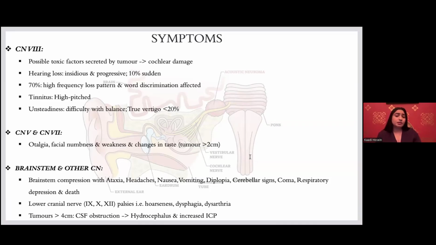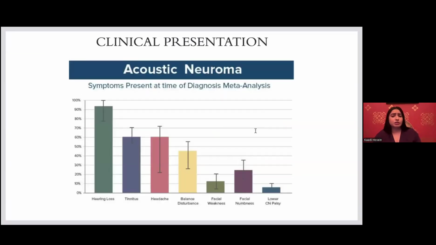Now, larger tumors can cause brainstem compression with ataxia, headache, nausea, vomiting, diplopia, cerebellar signs, and if unchecked, coma, respiratory depression, death, and lower cranial nerve dysfunction. Even palsies such as hoarseness, dysphagia, aspiration, and dysarthria can occur. Obstruction of the CSF circulation by larger tumors, usually more than 4 cm, can even produce hydrocephalus with increased intracranial pressures. Now, this table just shows a distribution of the presenting symptoms at the time of diagnosis.